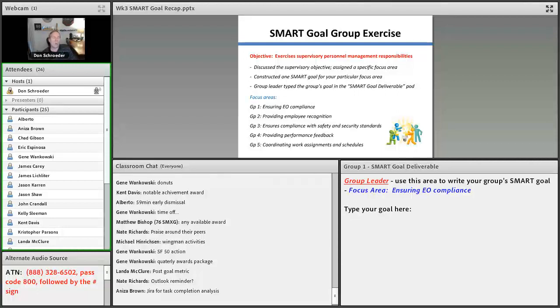Look at R, relevant. Okay, what are some types of awards that we would be concerned about as supervisors that would be relevant for our people? What are some of the relevant awards?